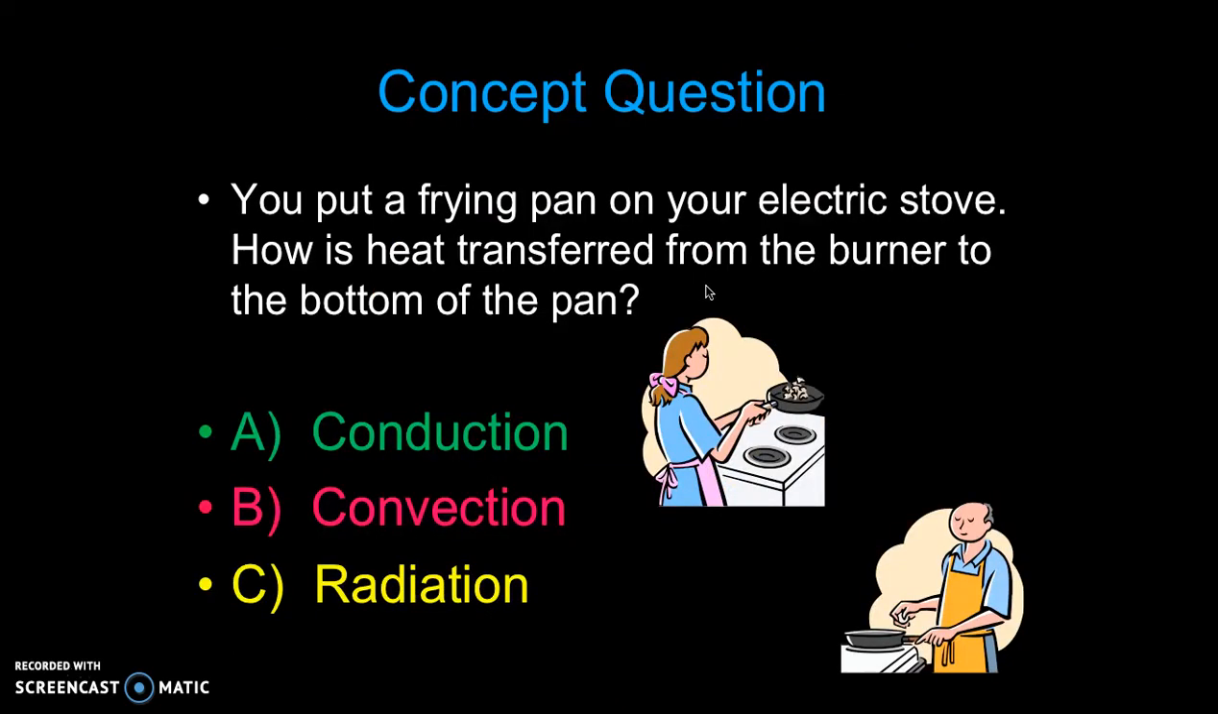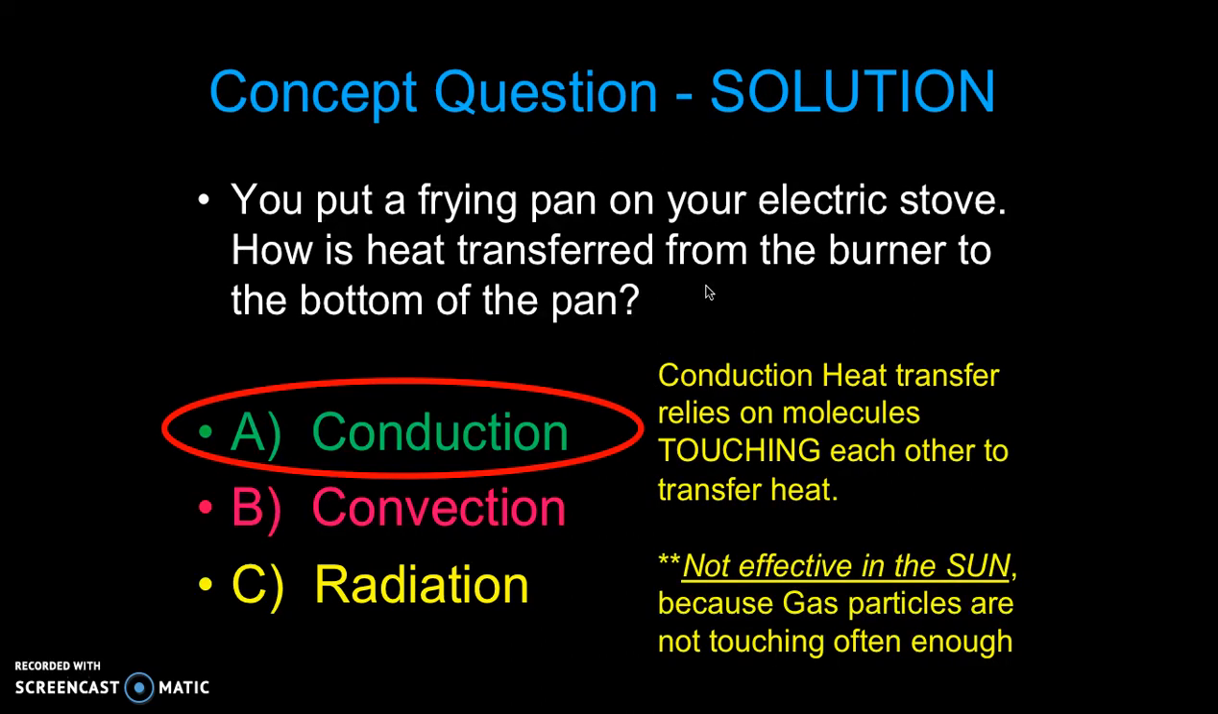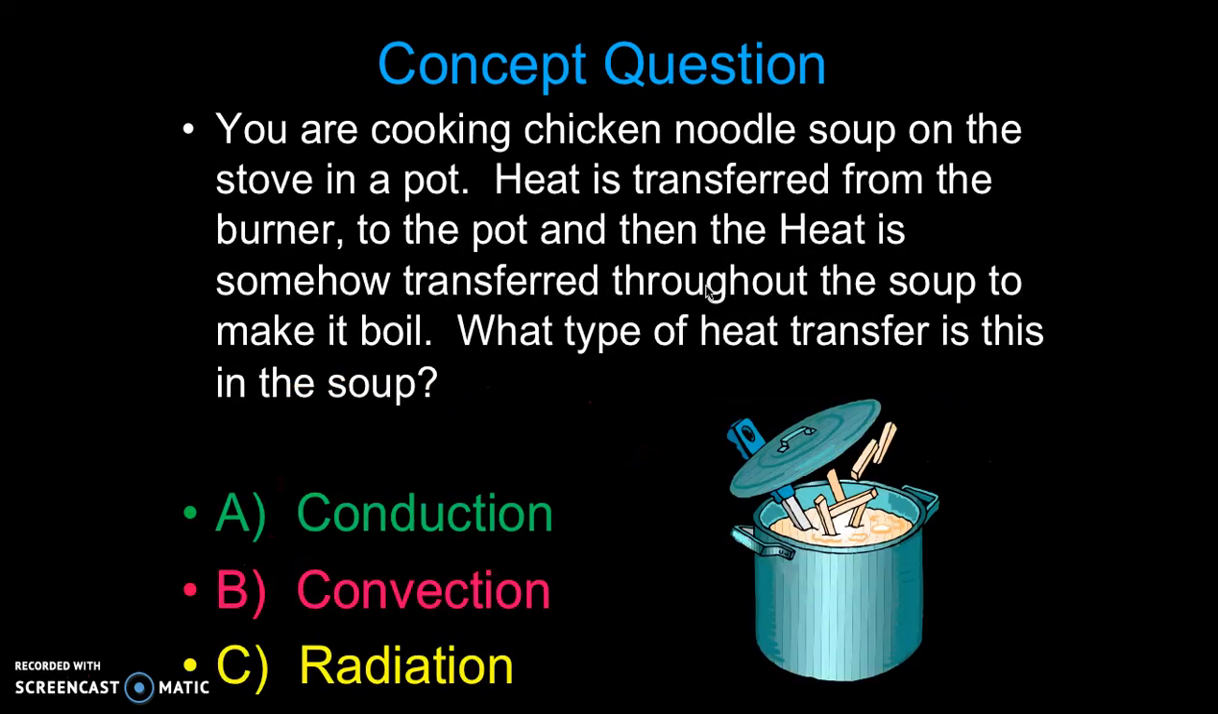Okay, so go ahead and answer these concept questions. If you put a fire to help you understand thermal transfer of heat a little bit better. So you put a frying pan on your electric stove. How is heat transferred from the burner to the bottom of the pan? Conduction. You're literally touching the pot to the heating element. So it's conduction. Not very effective in our sun.